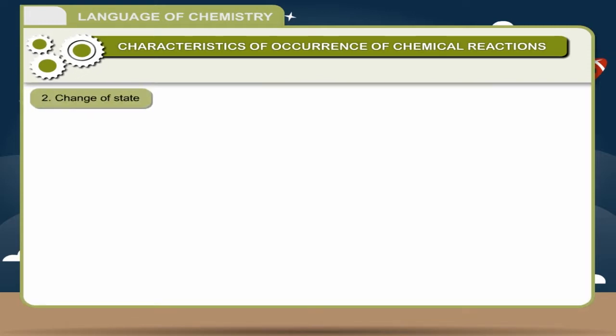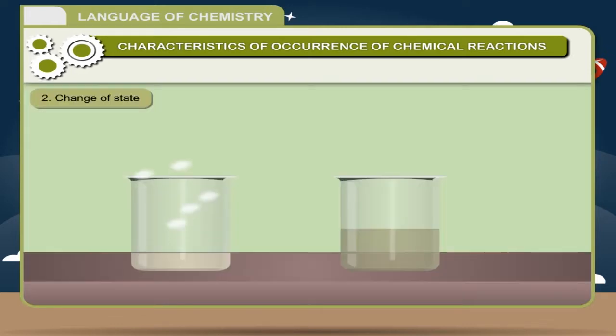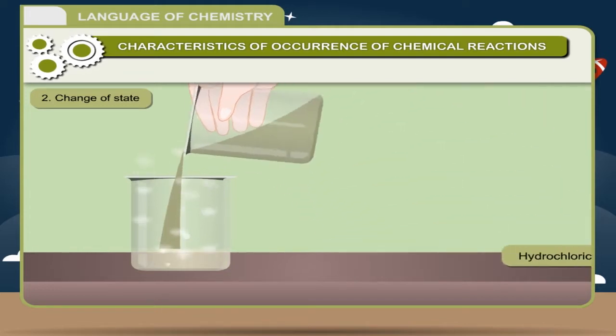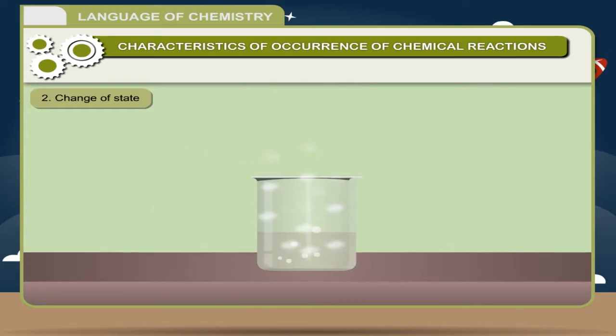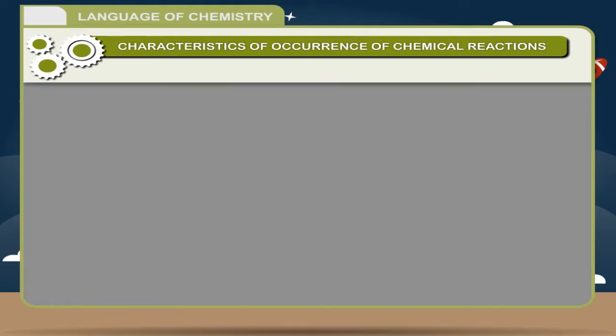2. Change of state. Activity. Perform this activity under strict supervision of your teachers. Set up the apparatus to produce ammonia gas and store this in a gas jar. Introduce some hydrochloric acid vapors in this jar and observe the formation of white, feathery crystals of ammonium chloride on the sides of the jar.